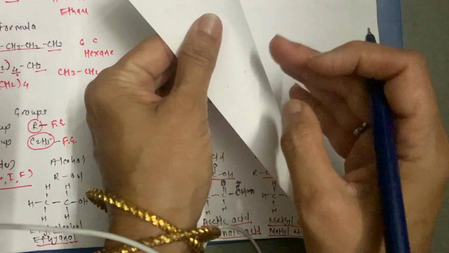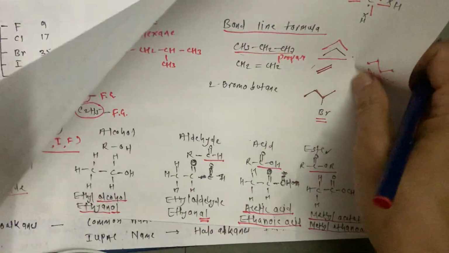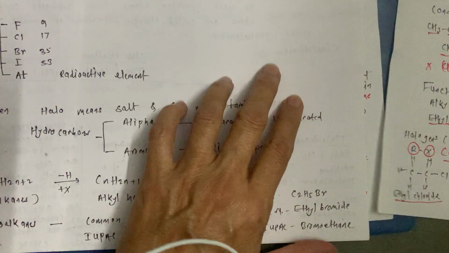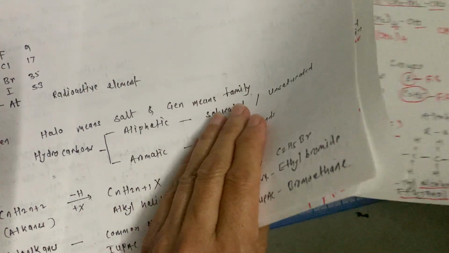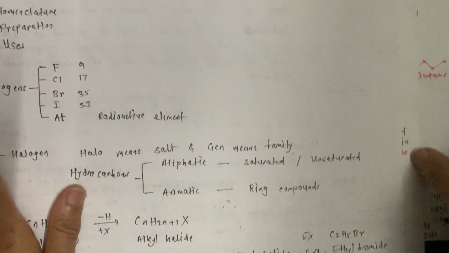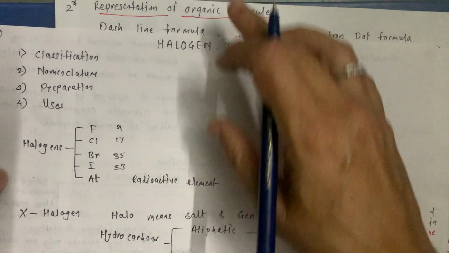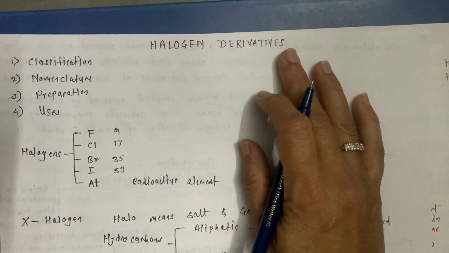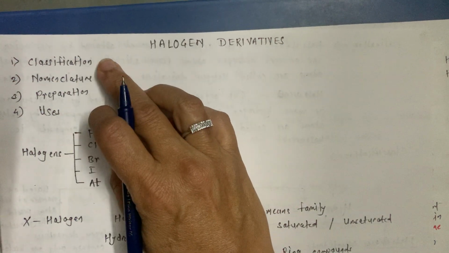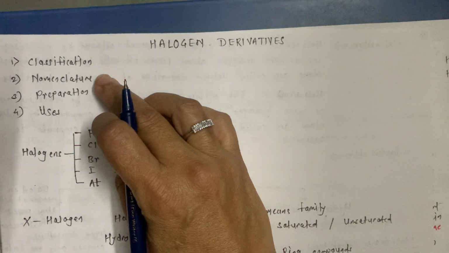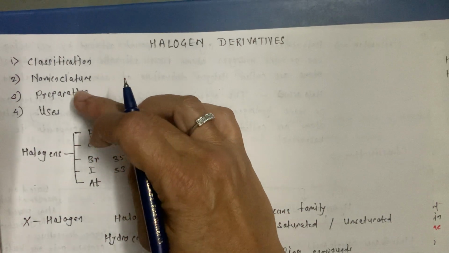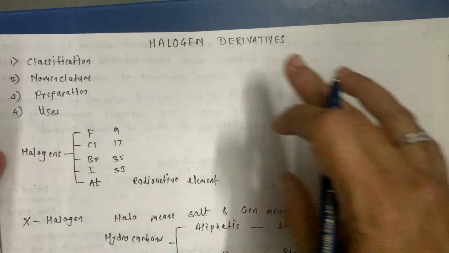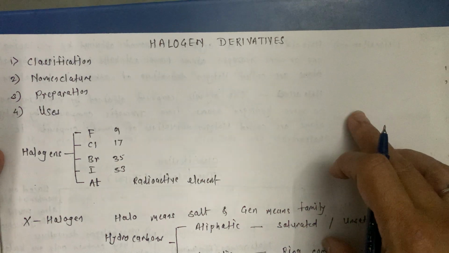Okay. This is all for the representation of organic molecules. So in the next lecture, we are going to study halogen derivatives. In that, first of all, we are going to see classification, nomenclature, preparation and uses. This I am going to teach you in the next lecture.